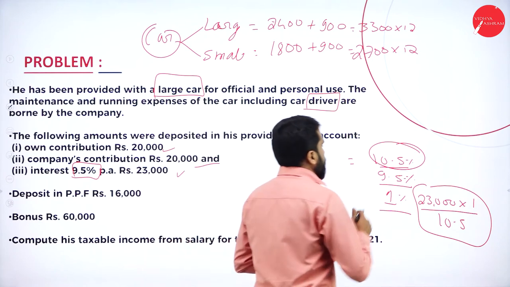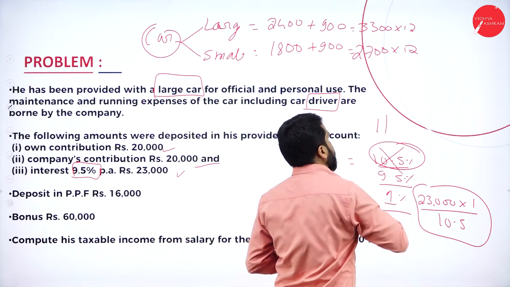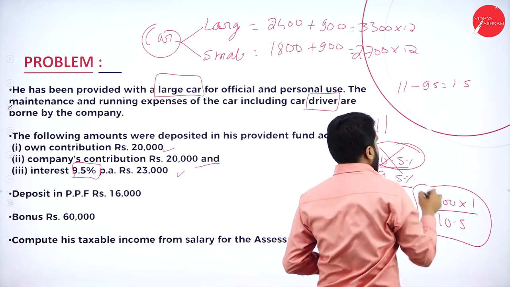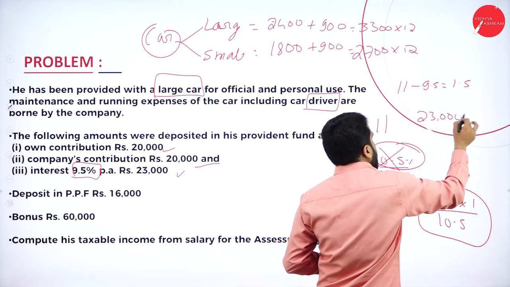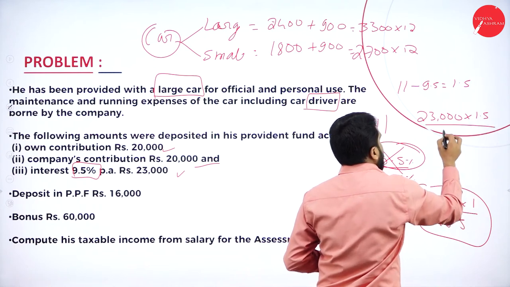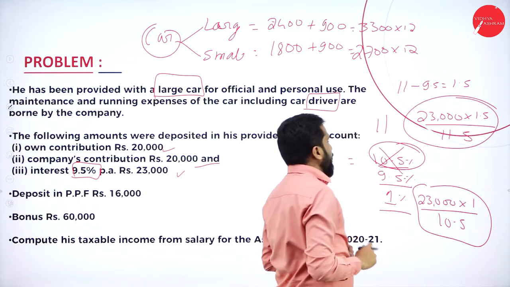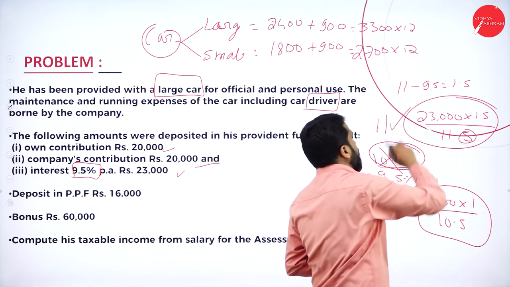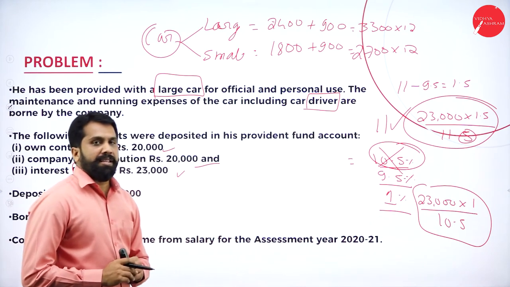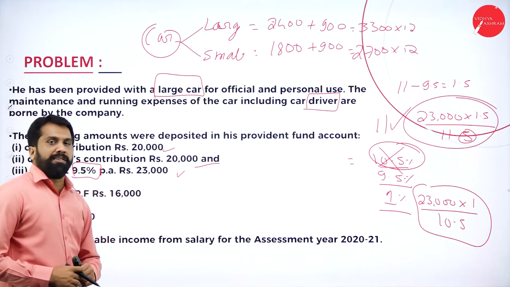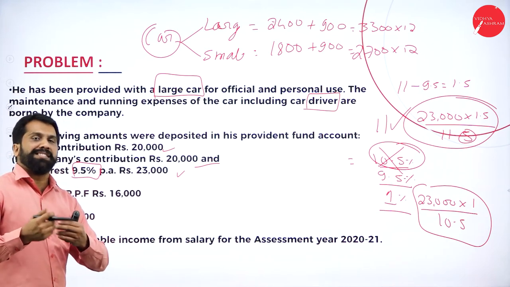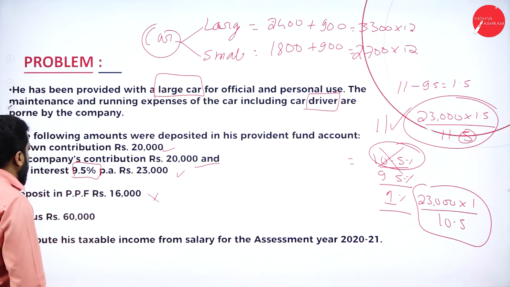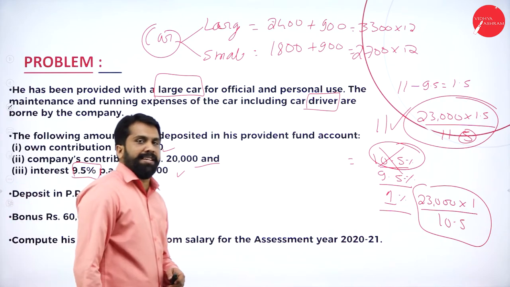Now, if it is 11%, then 11 minus 9.5, you will get 1.5. Same, 23,000 into 1.5 divided by 11. Any doubt up to this? No doubt. It is not 11.5, it is 11, because your calculation is what? 11. Clear? Yes. Now, in this problem we will not do any calculation. Why? Because it is 9.5, basic exemption. Deposit in PPF, we will not consider. Only the bonus, we have to take, to compute his taxable income.